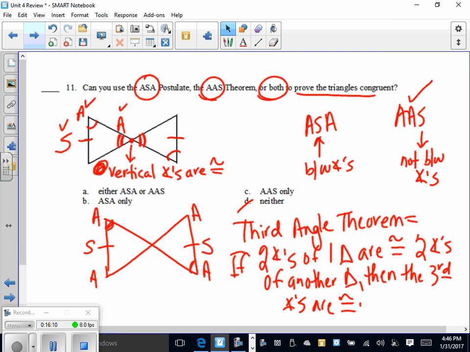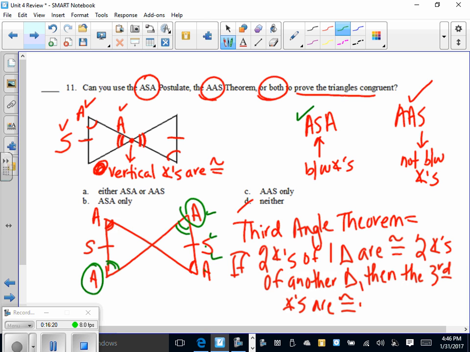With that being said, we can say that this angle down here is congruent to this angle up here, giving me that other A that I needed to make angle, side, angle. And that works as well. So it's either ASA or AAS. So the correct answer is A.